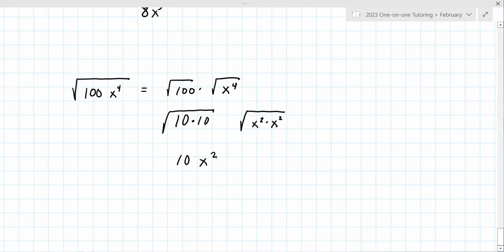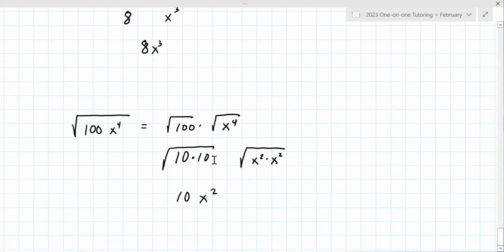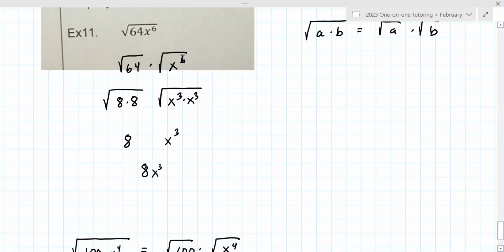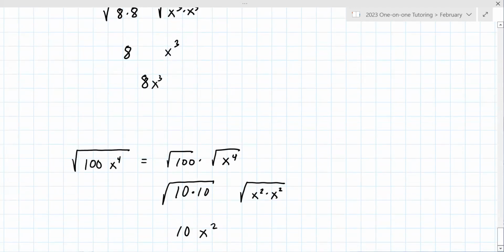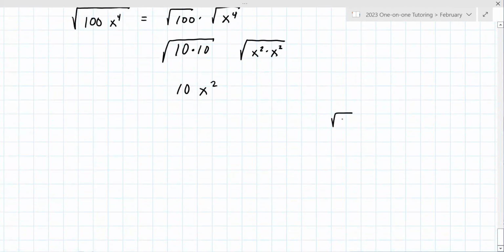Now, what do you notice about squared compared to the 4? How do you go from 4 to 2? Divided by 2. That's right. Does that same thing apply here? Does 6 go to 3? Is that division by 2? Yes. Now the reason is that the square root is really to the 1/2 power.